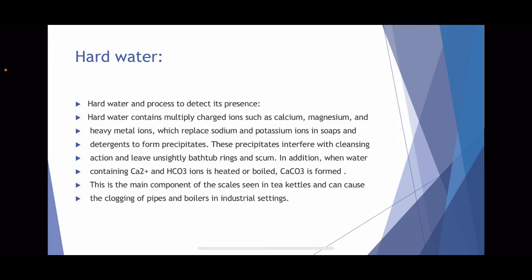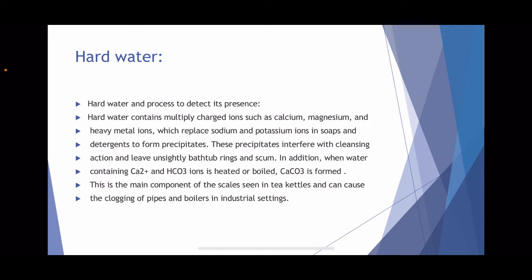Hard water and the process to detect its presence. Hard water contains multiply charged ions as we have discussed. These are calcium and magnesium. There are other heavy metal ions as well, but the ions that are present in the largest quantity are magnesium and calcium ions, which replace sodium and potassium ions in soap and detergent to form precipitates. These precipitates interfere with cleansing action and leave unsightly bathtub rings and scum.